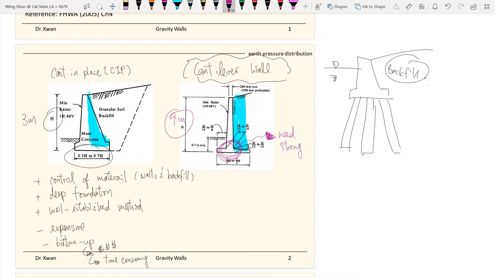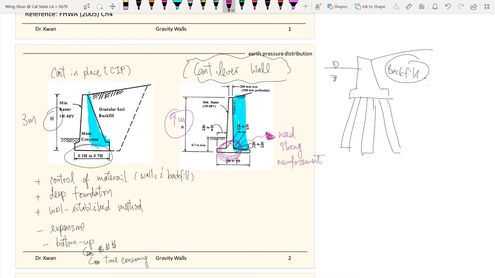The structural side of this design, so this is a geotech course, so we don't go into the structural design of retaining walls, but from the standpoint of geotechnical engineering, all the earth retaining loading will force to that point. So we need very strong reinforcements.